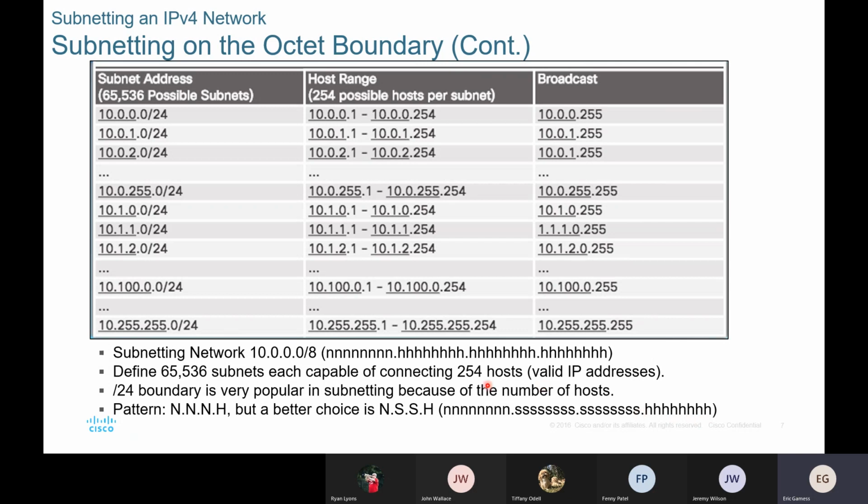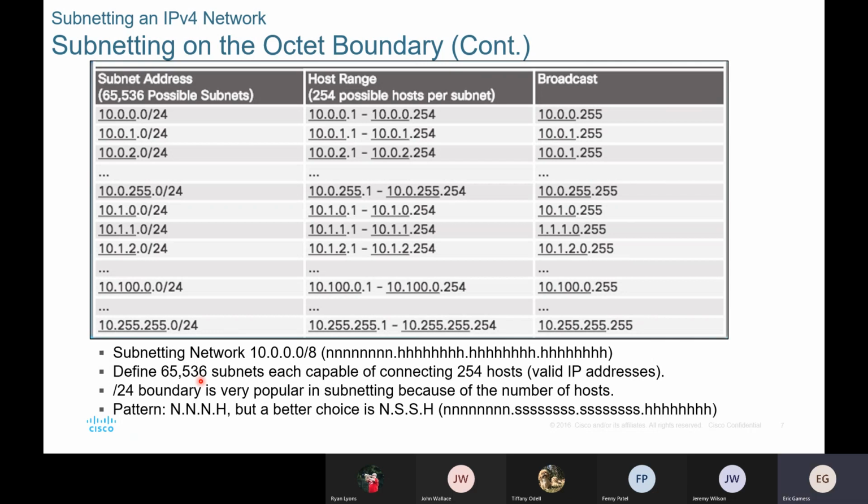When I borrow 16 bits, how many subnets can I create? Here, this S can be a 0 or a 1, two possibilities. This S can be a 0 or 1, two possibilities. So it will be 2 times 2 times 2, 16 times, because we have 16 bits that are S bits. So the number of subnets that we will be able to create is 2 to the power of 16, and 2 to the power of 16 is 65,536 subnets.